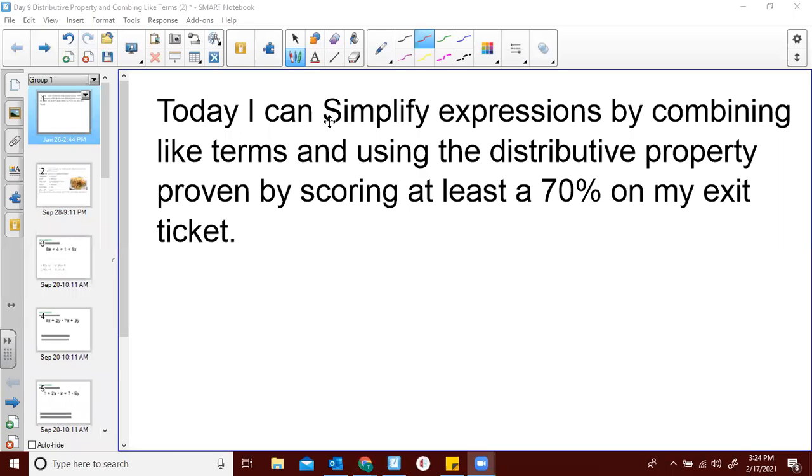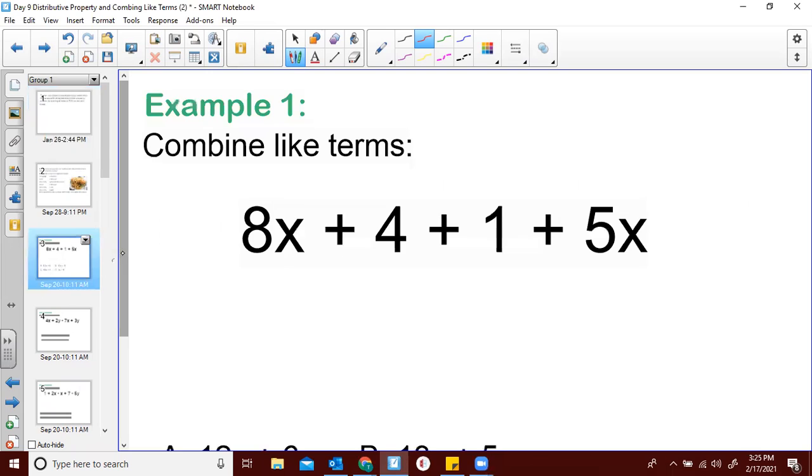All right, so today we're going to be able to simplify expressions by combining like terms and using the distributive property. So I know that this is a lot of information today, so I'm going to go a little bit slower on this. Don't forget, you guys are always able to fast forward and pause. So if I'm going too slow, skip. If I'm going too fast, give it a pause. All right, so let's just jump into combining like terms.